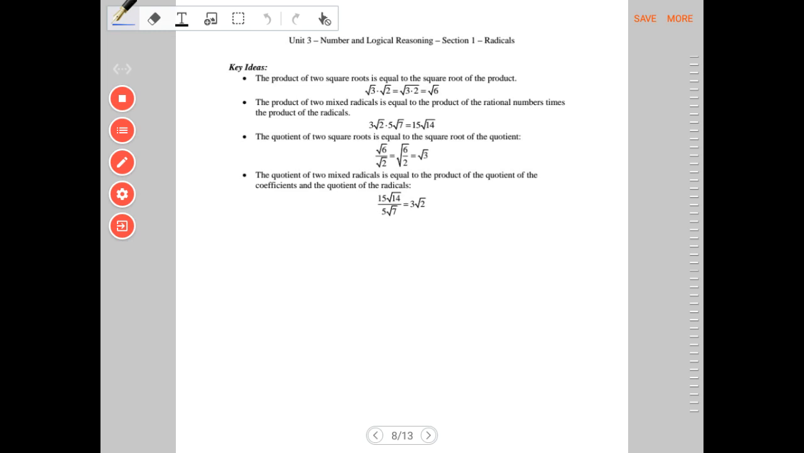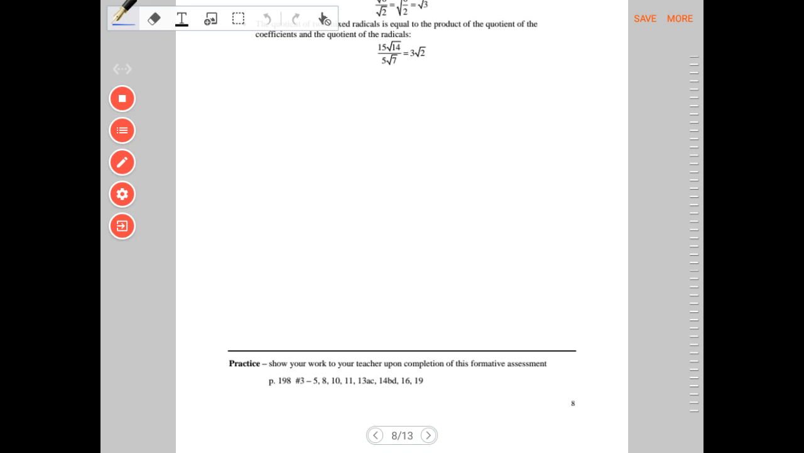The quotient of two square roots is equal to the square root of the quotient. So root 6 divided by root 2 is the same as the square root of 6 divided by 2, which is just equal to root 3. And same with mixed radicals, outside divided by outside, inside divided by inside. So 15 divided by 5 is 3, 14 divided by 7 is 2. Okay. And again, don't forget that you could also do this question by rationalizing the denominator. So I'll just show you that here. Over 5 root 7. So we can multiply both top and bottom by root 7.